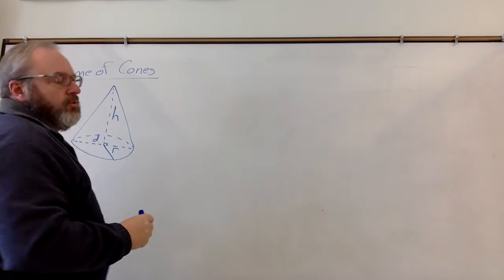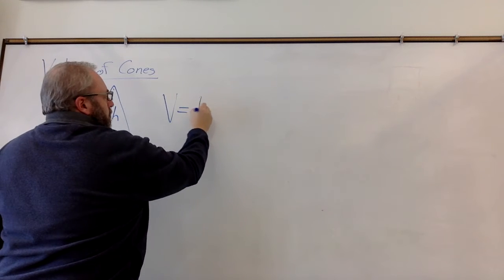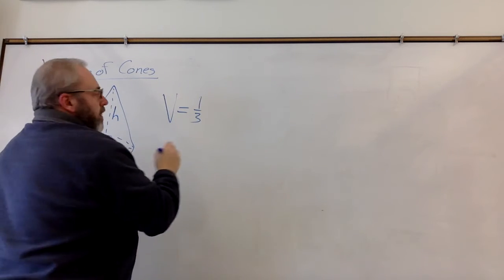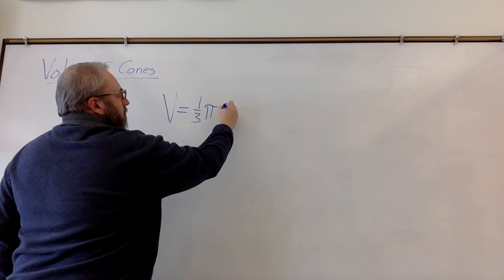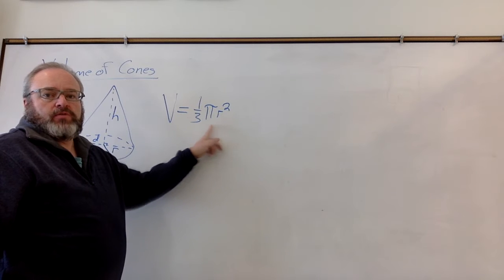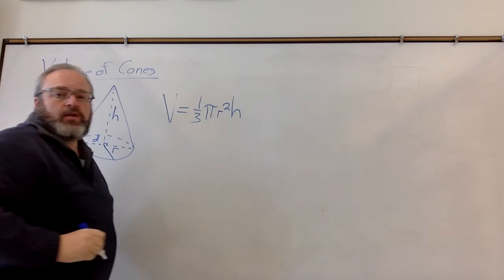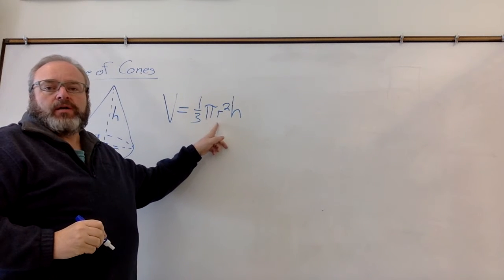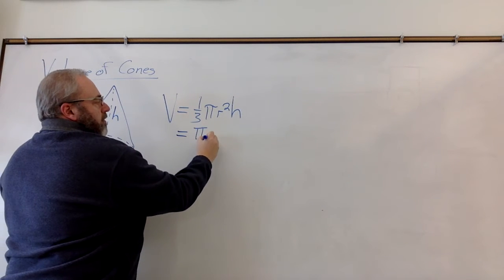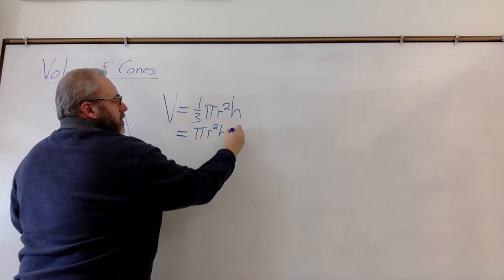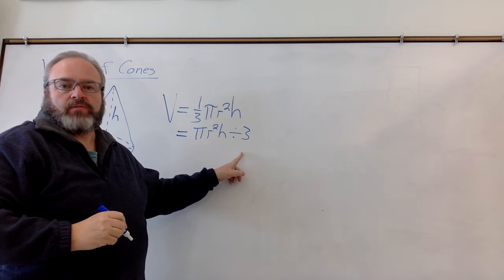Okay, so here's the formula for the volume of a cone. First of all, it is 1/3 of the area of the base, which is a circle, so that is pi r squared. This part's the area of a circle times the height, h. 1/3 pi r squared h, or pi r squared h divided by 3. Finding 1/3 of something is the same as dividing by 3.